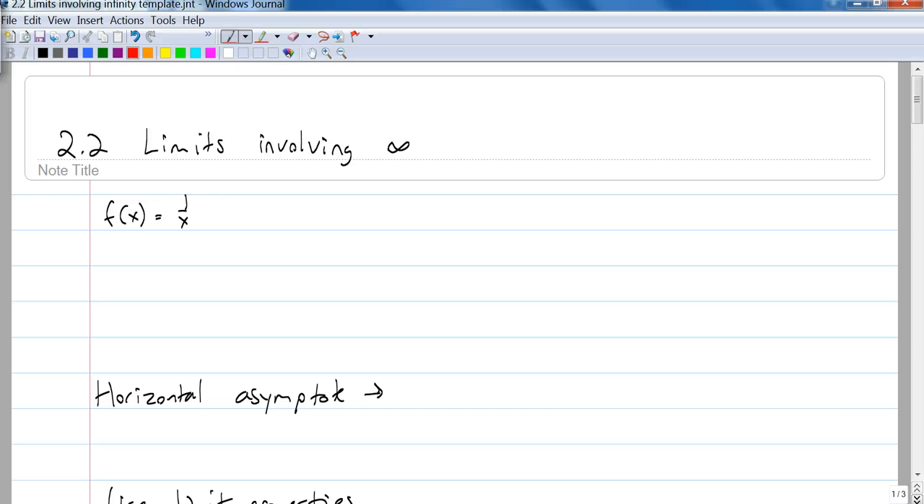Okay, class, this is the video about limits involving infinity. First thing we're going to look at is the graph of f of x is equal to 1 over x. If you remember what that looks like, it has a vertical asymptote at x equals 0 and a horizontal, well, we'll talk about where the horizontal asymptote is in a second, but it looks something like this if you graph that on your calculator.